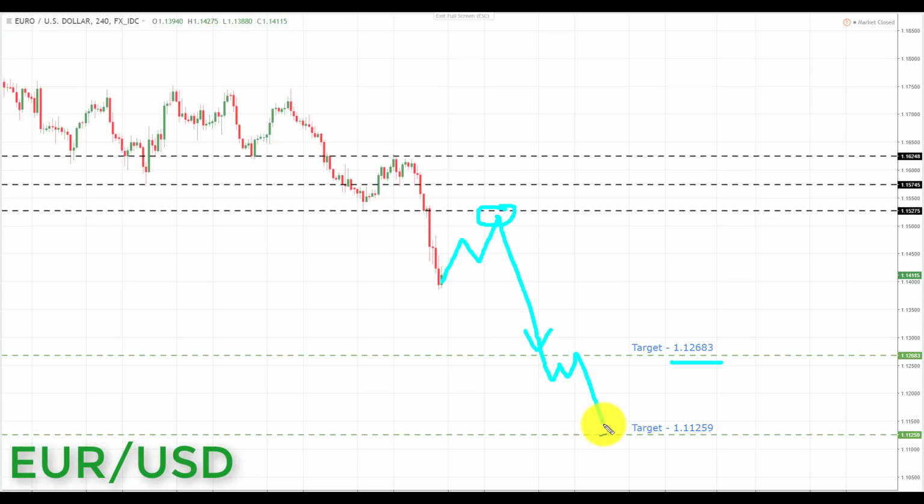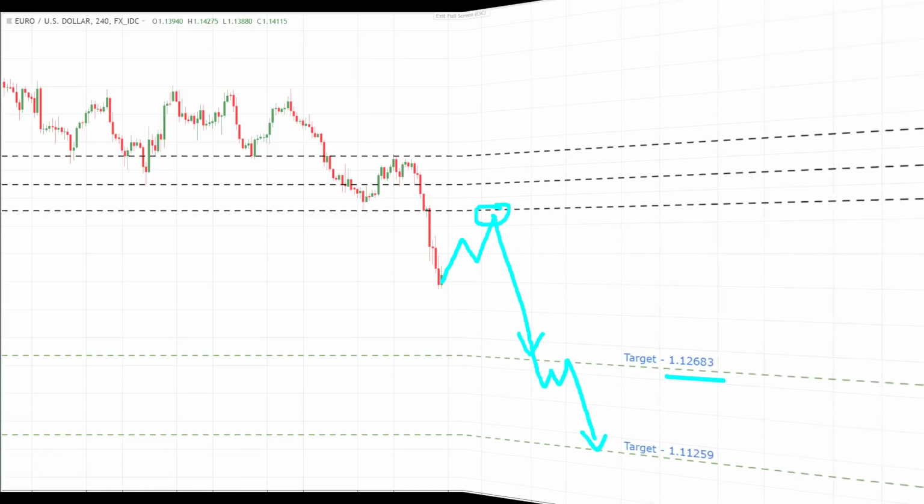And although this might not be achieved next week, if we can get a breakthrough here, we're going to be looking down towards the next key area of support to the downside and target 2 at the 1.11259. So just bear in mind the second target here may take longer than just being achieved next week.